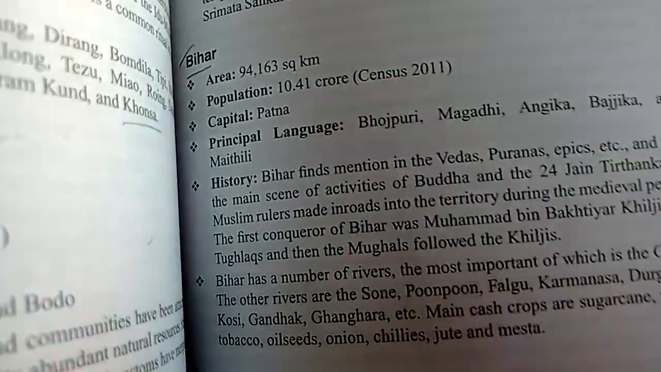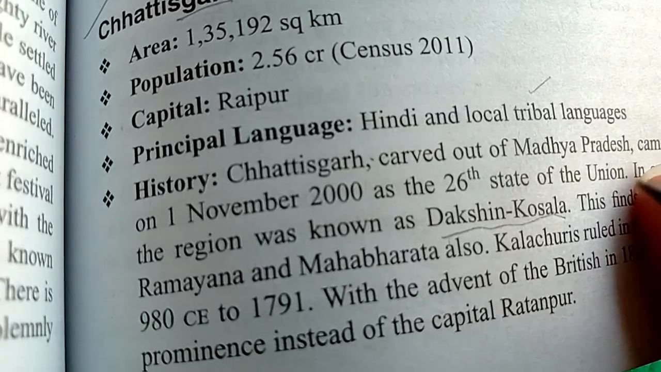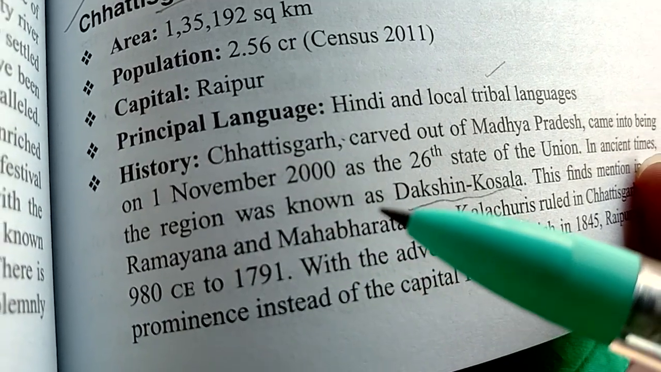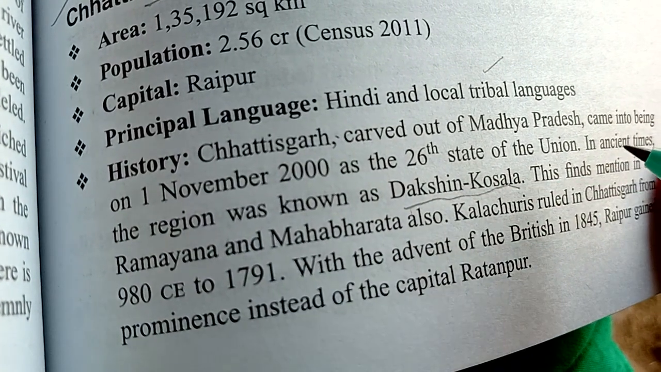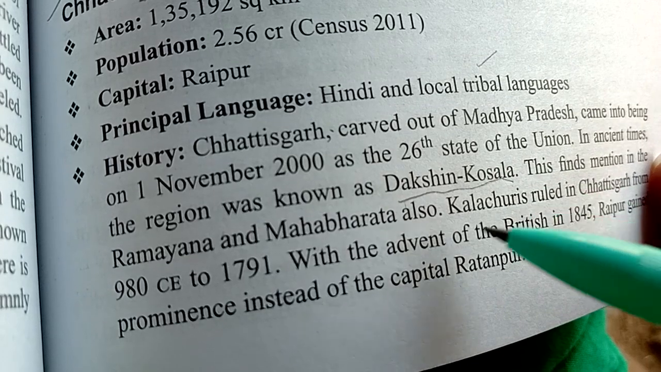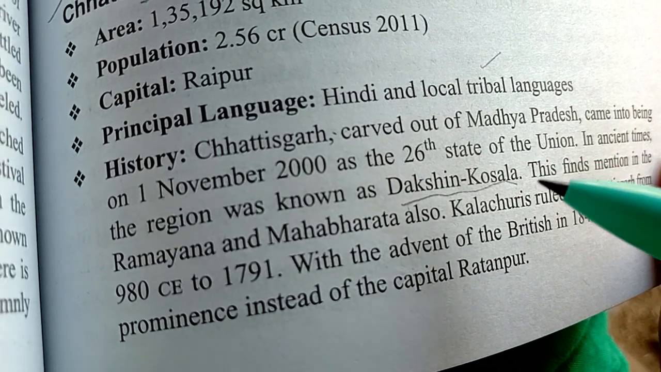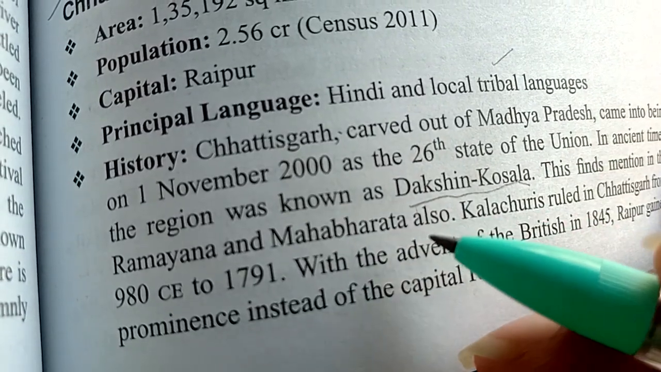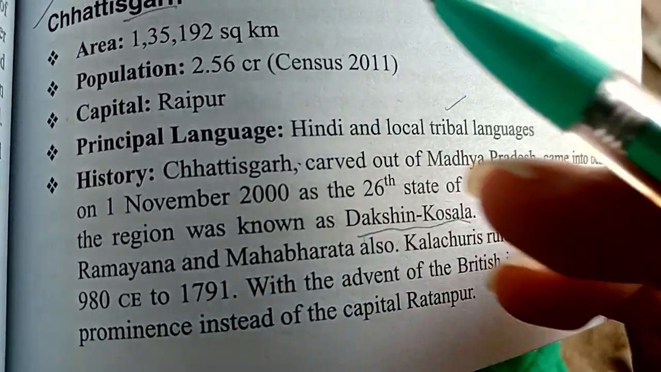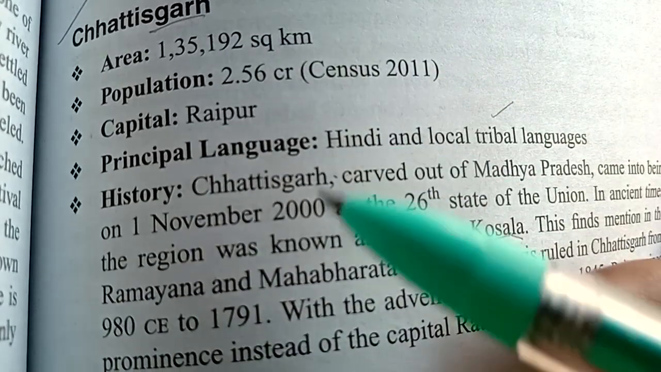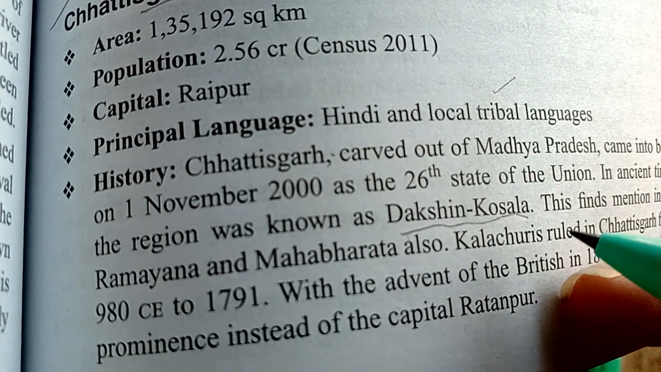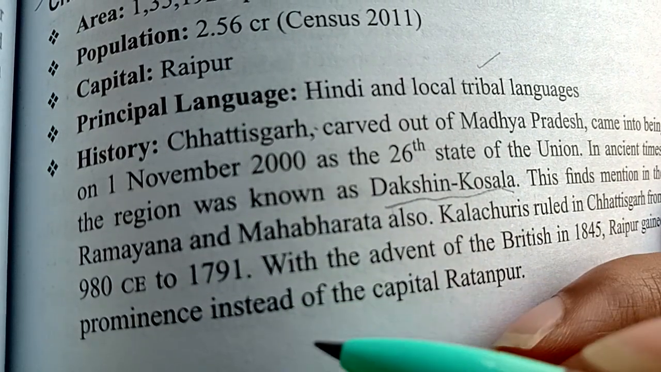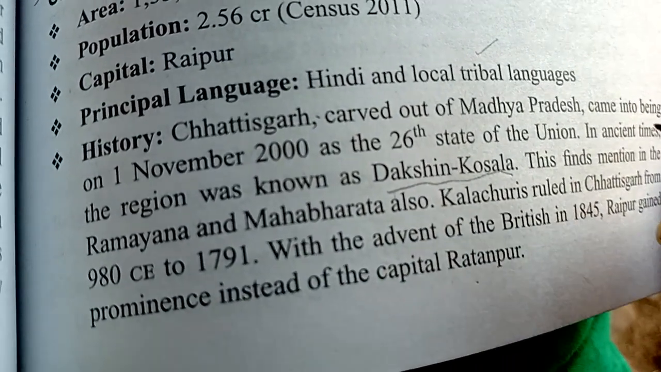History of Bihar finds mention. Chhattisgarh, carved out of Madhya Pradesh, became a state of the Union on 1 November 2000. In ancient times, the region was known as Dakshin Kosala, mentioned in the Ramayana and Mahabharata also. Then, in British times around 1800, Raipur gained prominence instead of the capital Ratanpur.